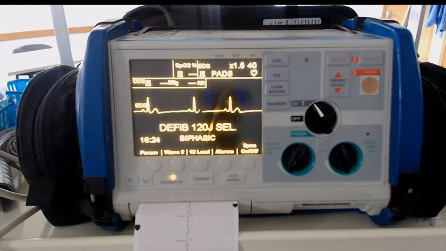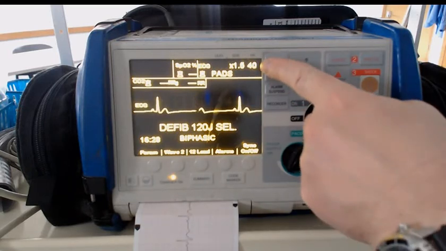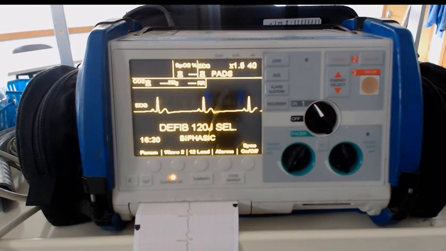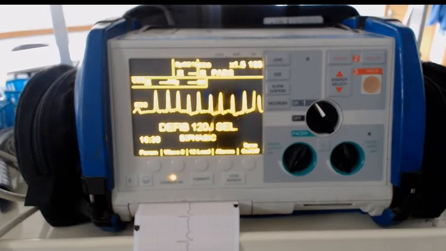So you need to be aware of whatever their medical background is. We have a rate of 40, that's quite slow, but there are people who go through life with that kind of rate. Another rhythm you may see and be able to recognize is atrial fibrillation.